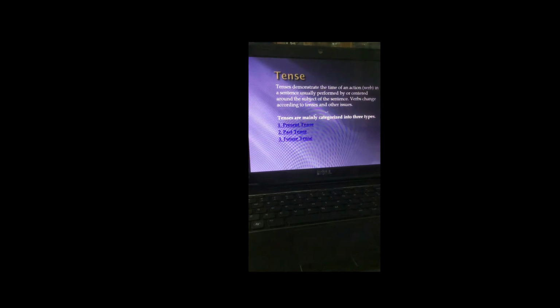So verbs change according to tense and other issues, and tenses are mainly categorized into three types. The types are present tense, past tense, and future tense. So today our topic is only present tense, right? So let's move on to present tense.